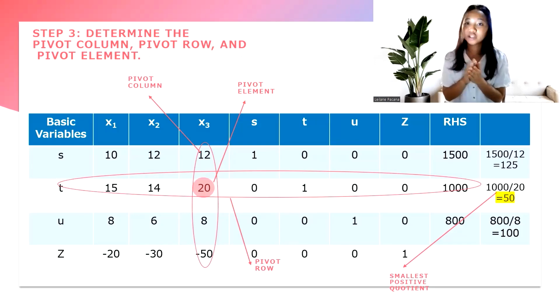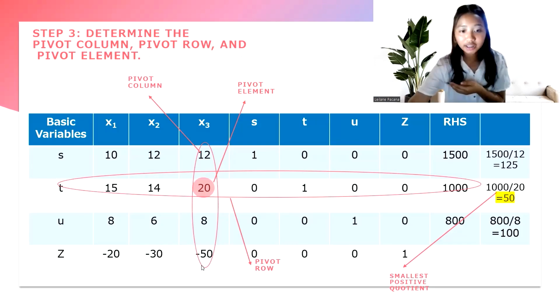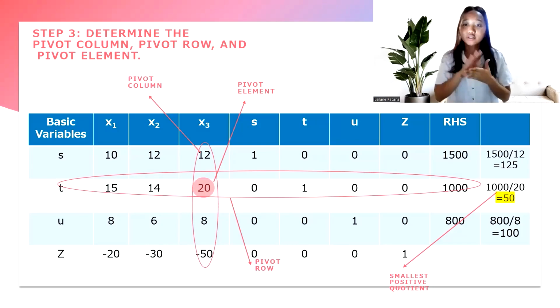So how do we do that? First, we have to determine our pivot column. How do we determine our pivot column? The most negative entry in the bottom row from our profit, that is where our pivot column can be found. So what is the most negative entry here? Of course, that is negative 50. So the column where negative 50 is located is our pivot column.